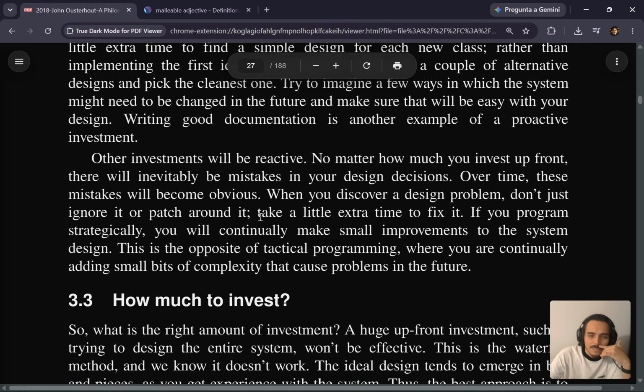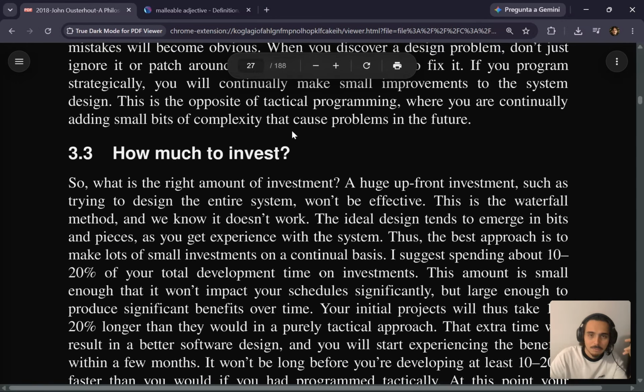Other investments will be reactive. No matter how much you invest up front, there will inevitably be mistakes in your design decisions. When you discover a design problem, don't just ignore it or patch around it. Take a little extra time to fix it. If you program strategically, you will continually make small improvements to the system design. This is the opposite of tactical programming, where you are continually adding small bits of complexity that cause problems in the future.